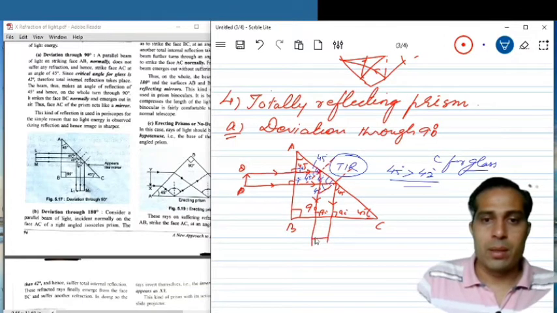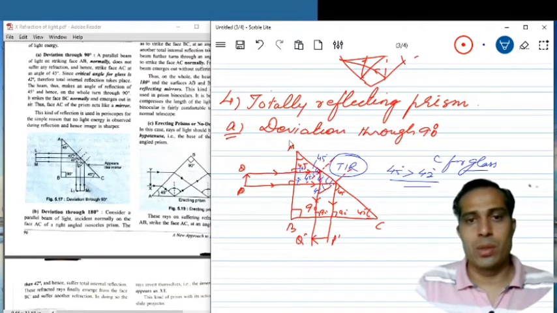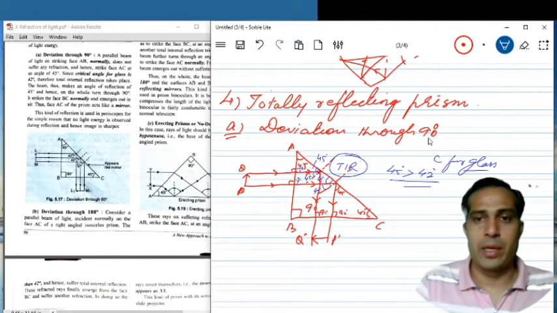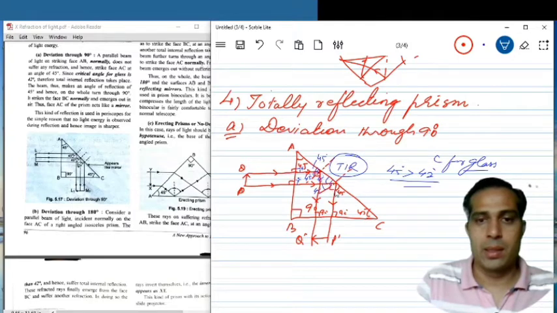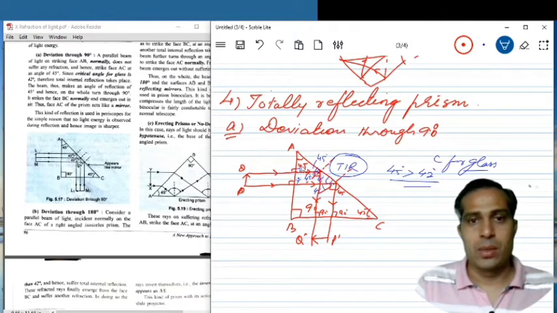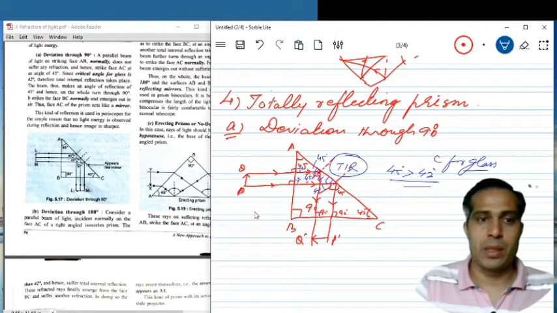So here the image of this object will form, that is P dash and Q dash. This is how the ray of light has deviated through 90 degrees, because here, if we see, the total deviation is 90 at this surface AC. So this is how the total reflecting prisms are used to reflect the ray of light.